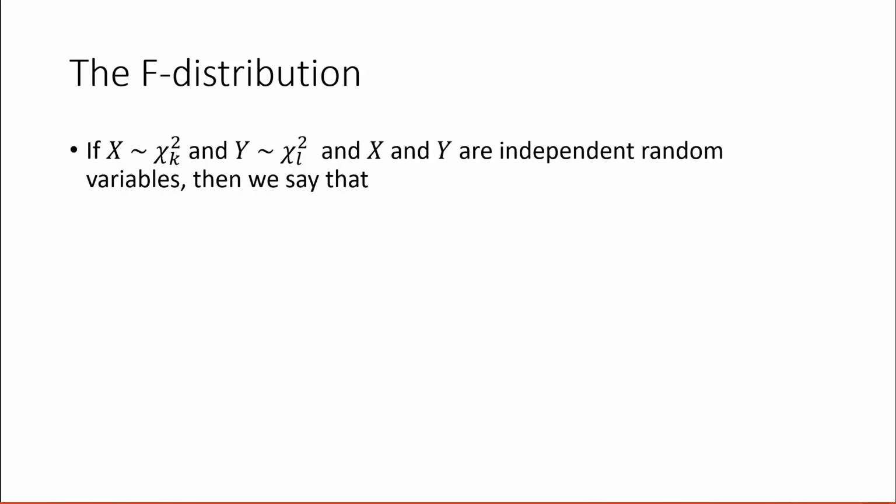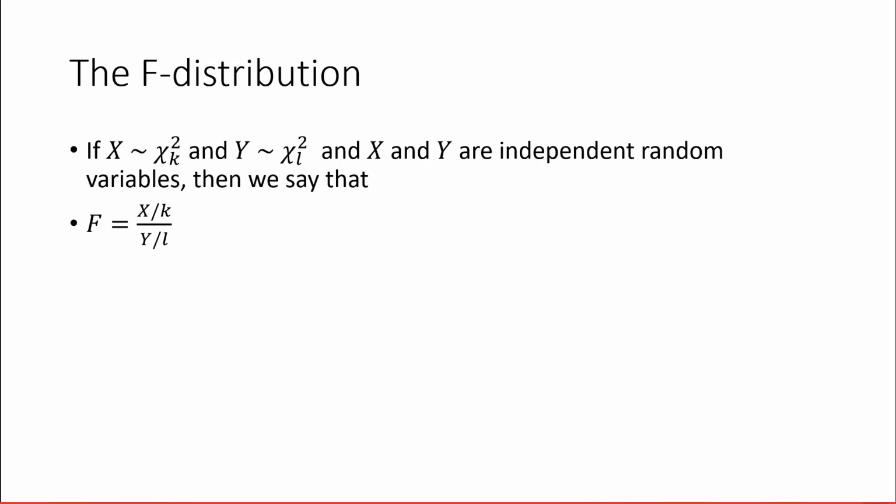So X is chi-square K. It's a sum of squares of K standard normals. Y is chi-square L. K and L don't have to be the same number, but X and Y must be independent random variables. Then the ratio of these two, appropriately weighted, so X over K divided by Y over L, is said to follow an F distribution.